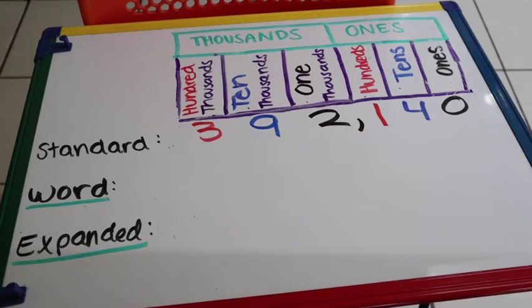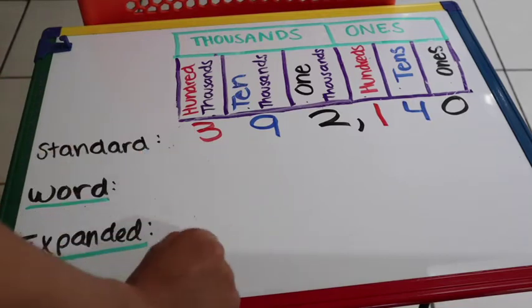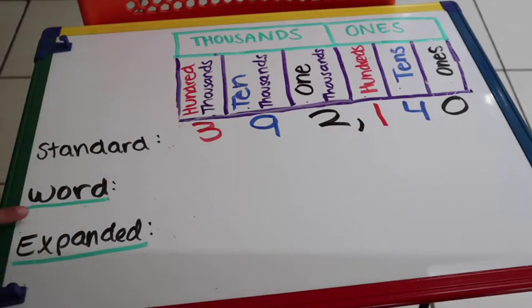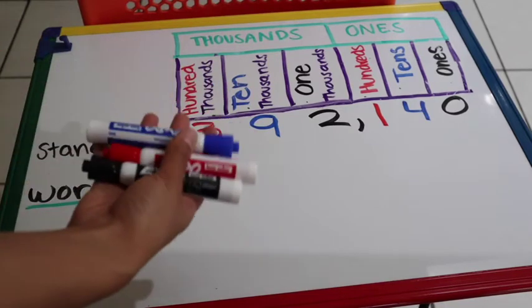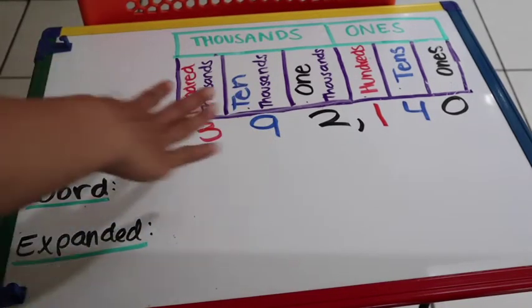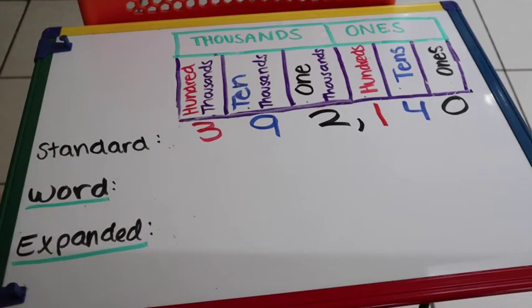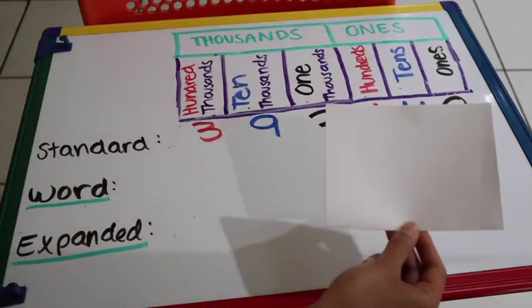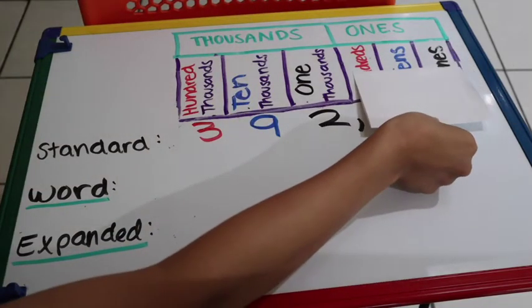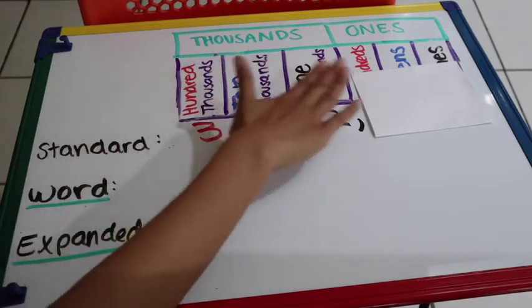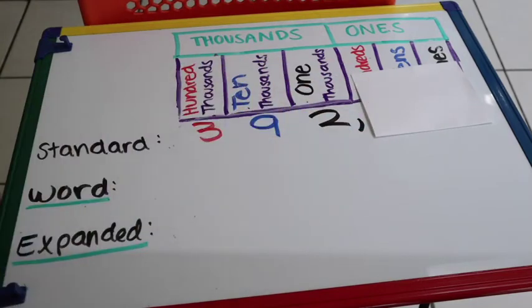Alrighty, here is our first example. We are going to be writing 392,140 in word form and expanded form, and I'll be using different colored markers just to help distinguish between all the place values. Now, to help you see this better, I am just actually going to take a piece of paper and cover up these 3 numbers. That way we can just focus on the first 3 numbers.